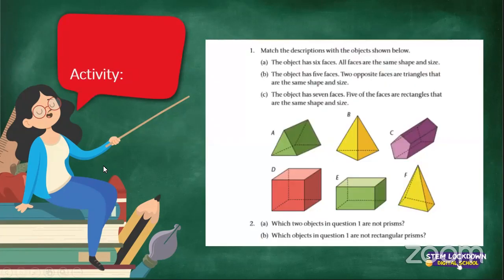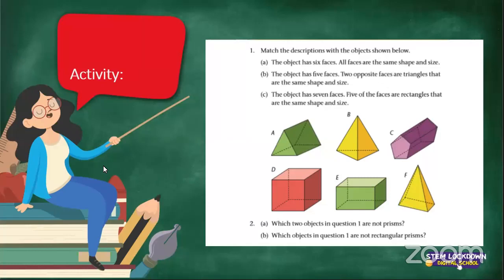All right, now we are going to have this little exercise. Match the description with the object shown below. You will say 1A, the answer is A, B, C, D, E, or F. You will say 1A, the answer is; 1B, the answer is; 1C, the answer is. Same goes for 2A, the answer is; 2B, the answer is. All right, the first one: the object has 6 faces.